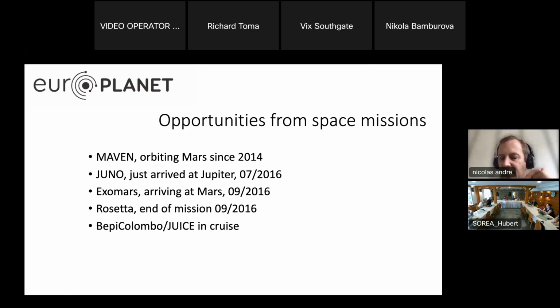This was directly linked with space weather because we thought the solar wind influenced this erosion of the atmosphere. And with MAVEN, we demonstrated this is the case. So this was the perfect spacecraft to initiate our activities.